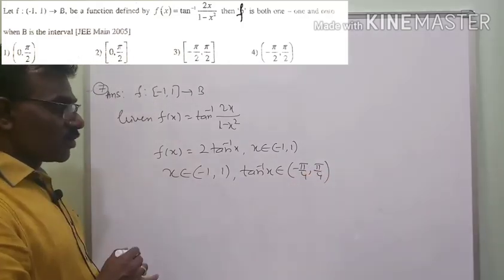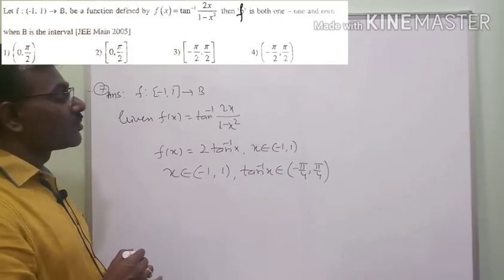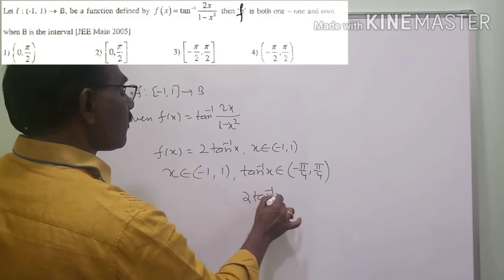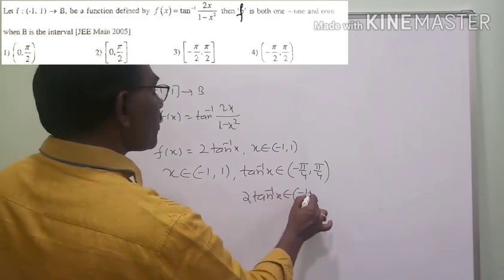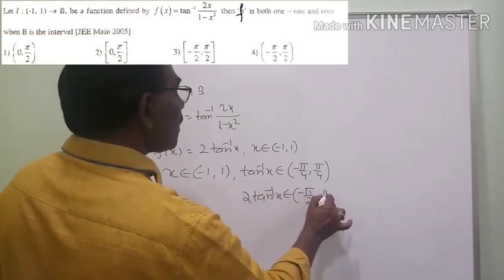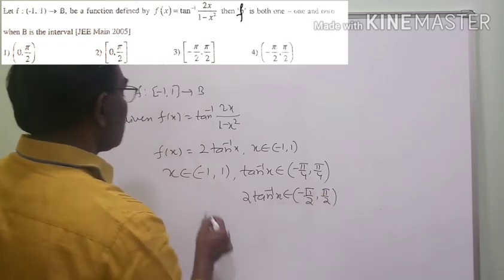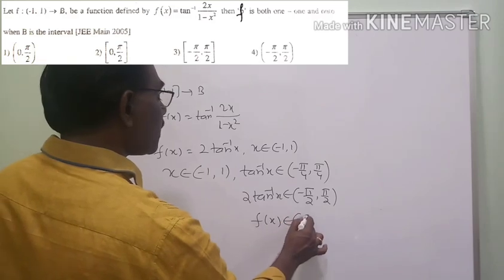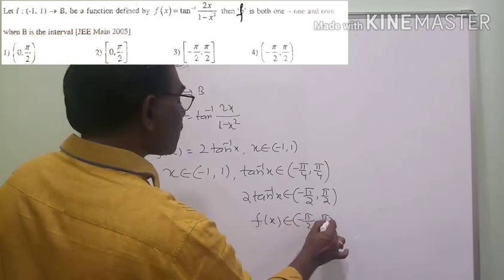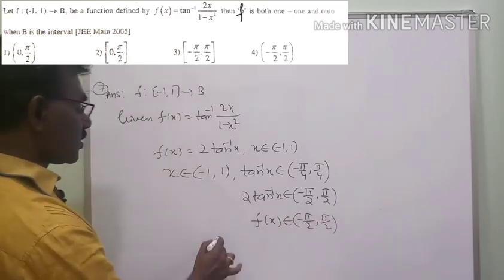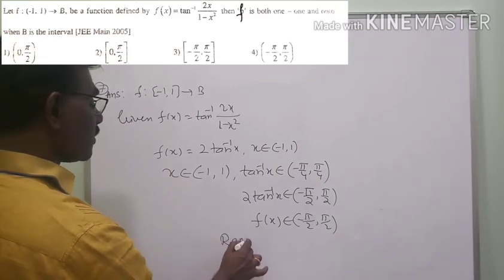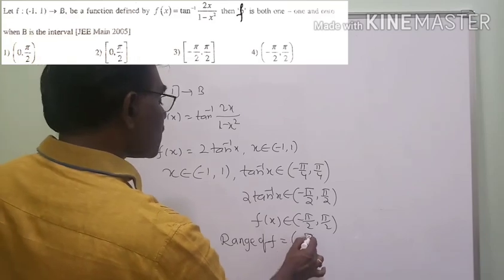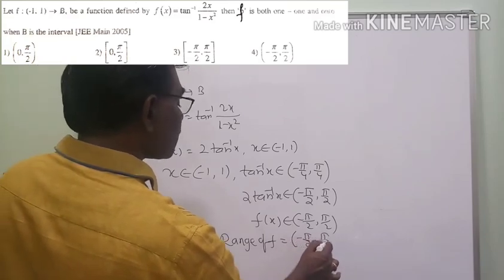x belongs to minus 1. What is the tan inverse of x? Minus pi by 4. Multiplying 2 into tan inverse of x, f of x belongs to minus pi by 2 to plus pi by 2. So what is the range? Range of f equal to minus pi by 2 to plus pi by 2.